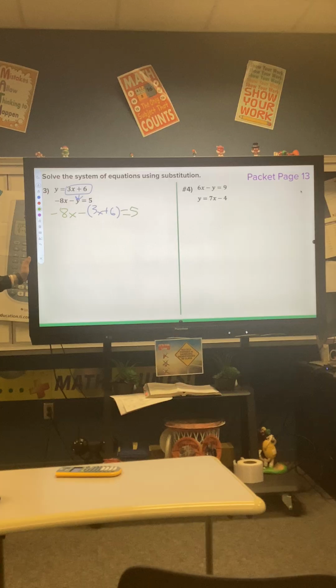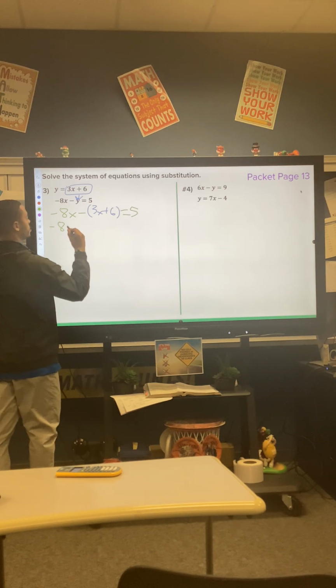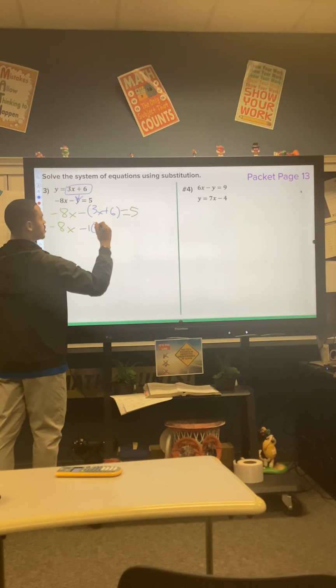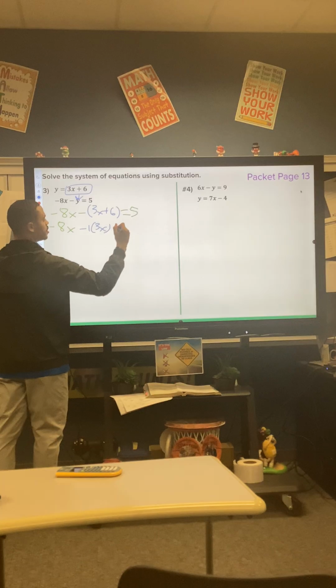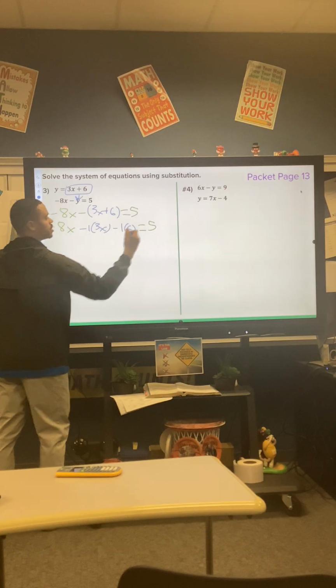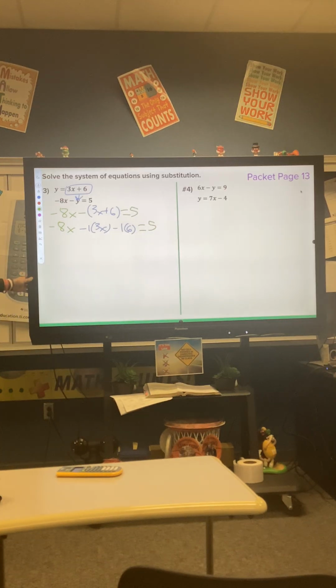Y'all see this negative sign in front of this parentheses, right? So we have to distribute it. So we're going to be distributing a negative 1. So in this situation, what I'm really going to be doing is I'm doing negative 8x, minus 1 times 3x, minus 1 times 6, is equal to 5. That's what my distribution is going to look like.